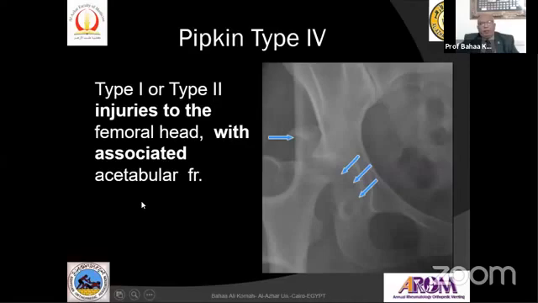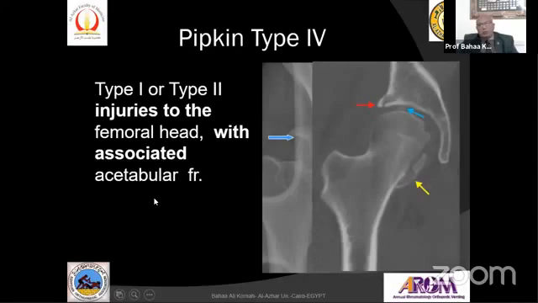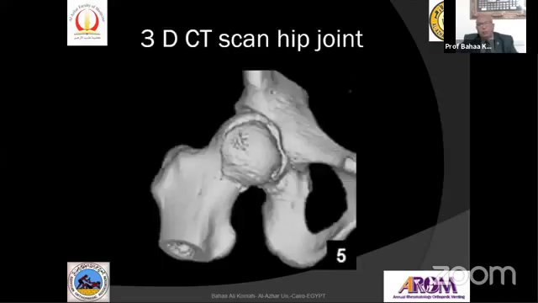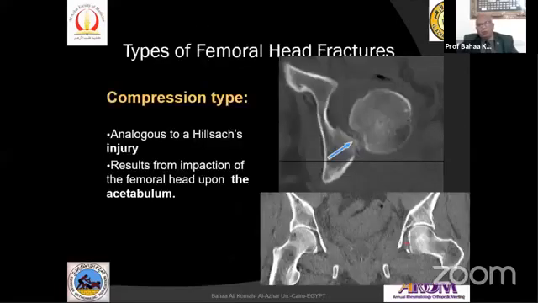Type 4 Pipkin is a type 1 or type 2 injury to the femoral head with associated acetabulum fractures. This is an example of a type 4 Pipkin. Extensive fracture of the acetabulum along with an avulsion of the femoral head makes this a Pipkin type 4 injury. This 3D CT scan demonstrates the size, the position, the displacement, or incongruity of the fractures.